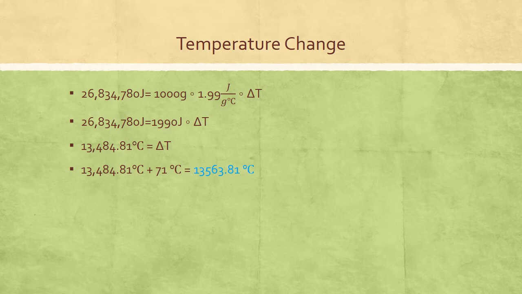So now we just solve, we plug and chug, we reduce, and our final temperature is 13,484,081 degrees Celsius. And we want to add that to 71 degrees Celsius because we want to find out the total energy it took to reach the gas state. And our total is what you see in blue.